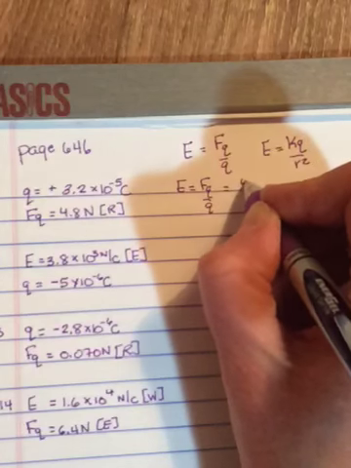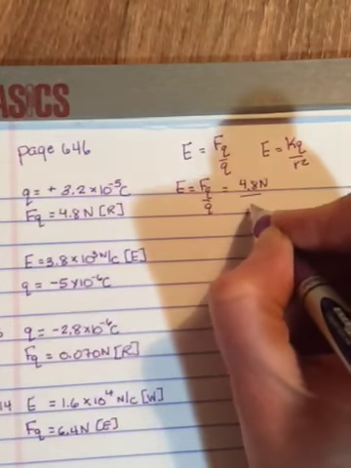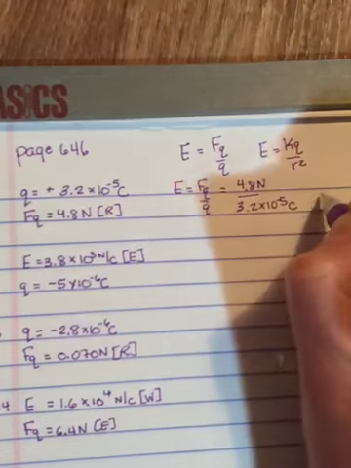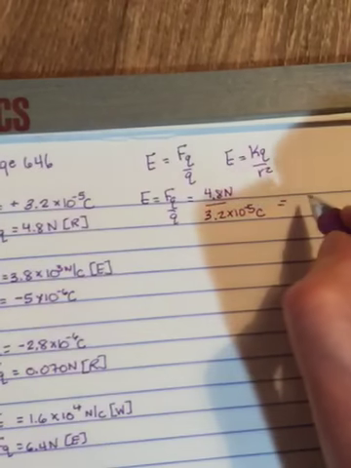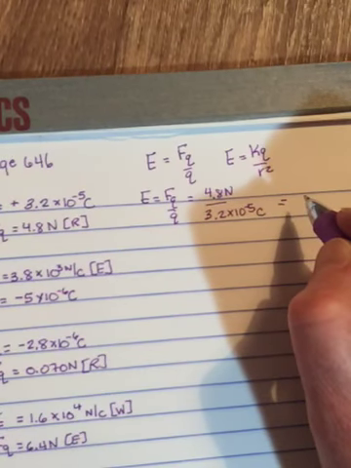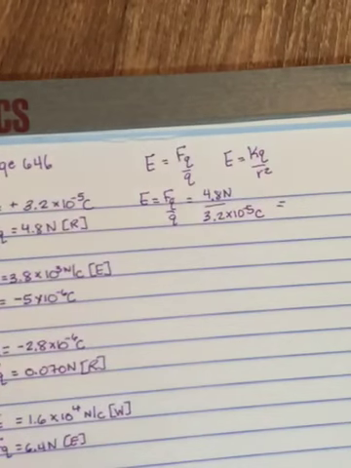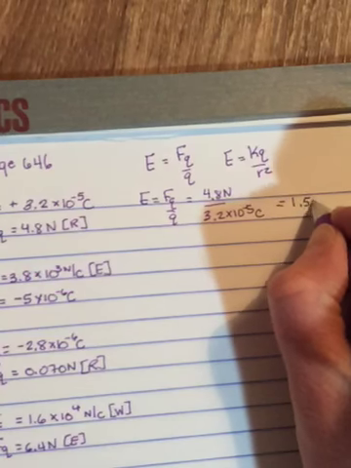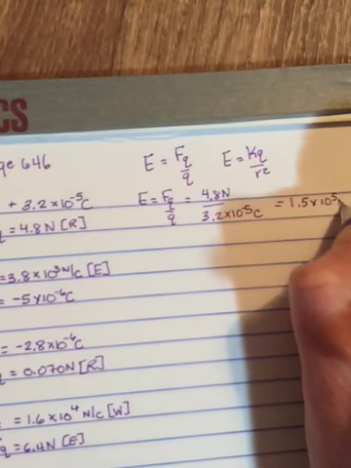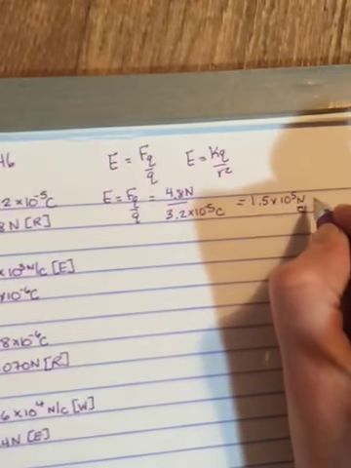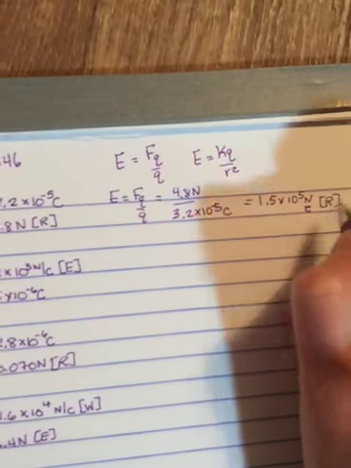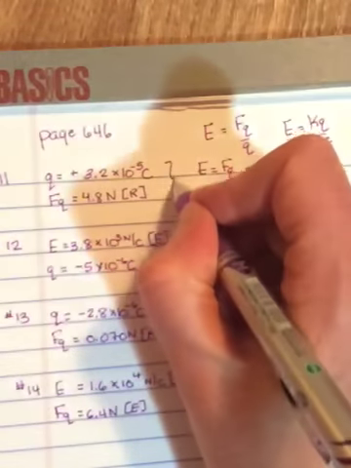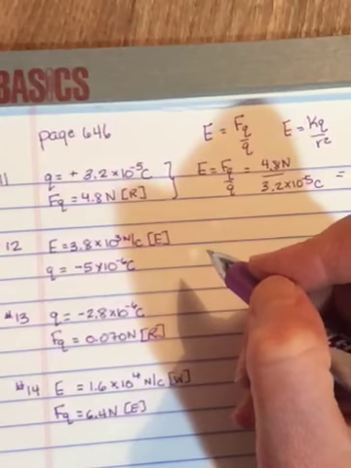And so then it's just E equals FQ over Q. So it's equal to 4.8 newtons over 3.2 times 10 to the negative 5 coulombs. So that's 1.5 times 10 to the 5, maybe? Yeah. So 1.5 times 10 to the 5 newtons per coulomb, and that has to be to the right because the force is to the right and it's a positive charge. Okay, so that's the first one, number 11.